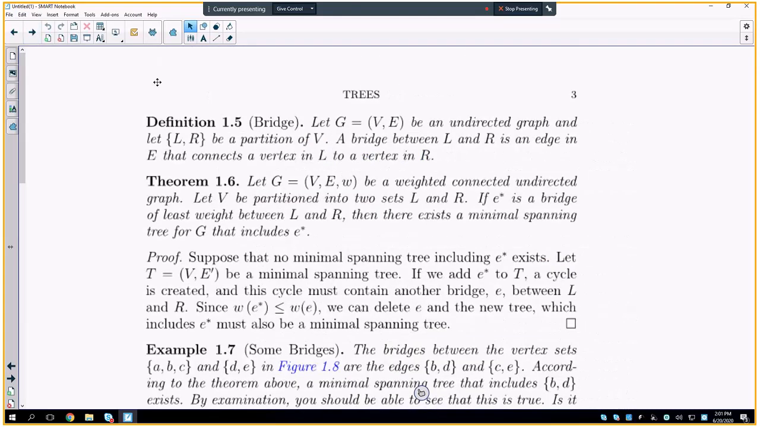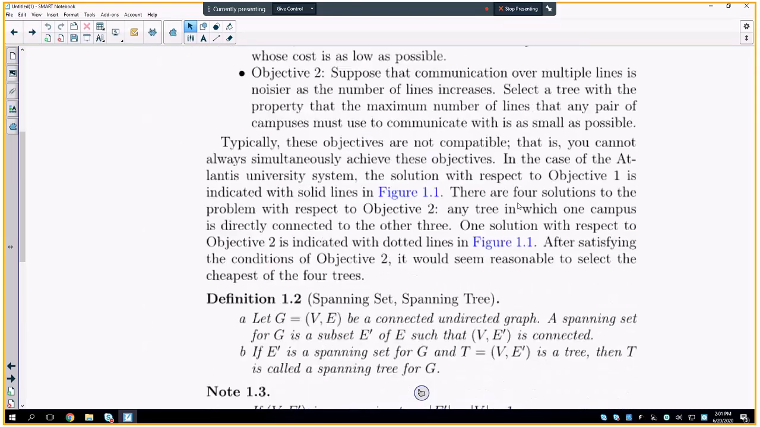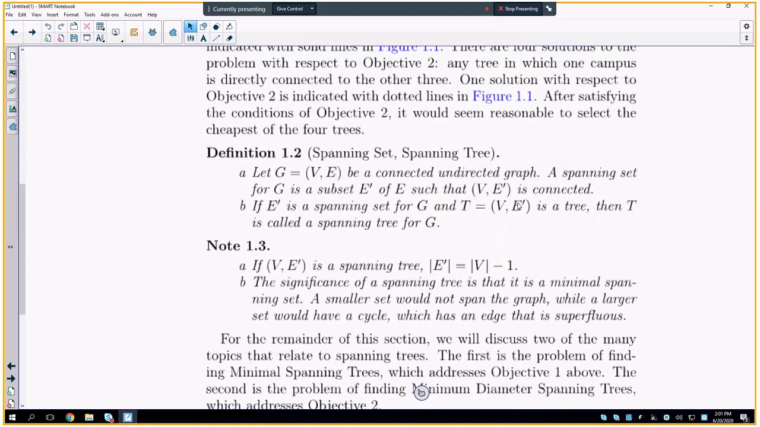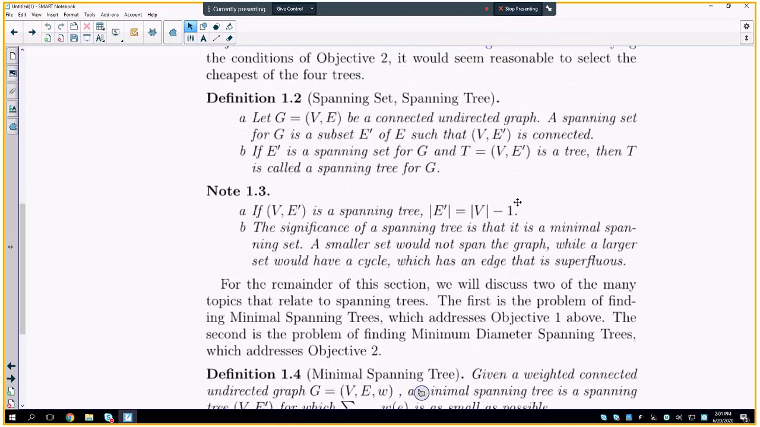So our objective now is to identify a procedure that is going to help us find the spanning tree as a minimal spanning tree, and in this section we will be emphasizing finding solutions to our objective 1.